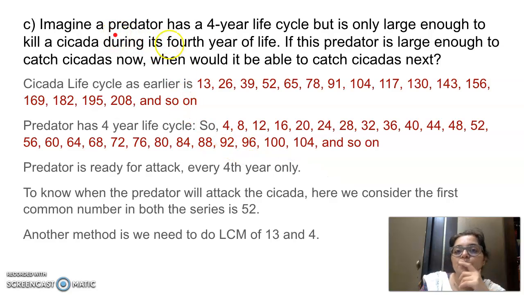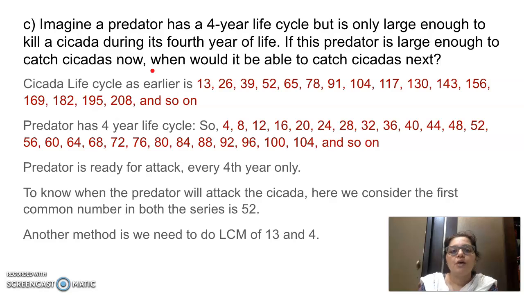Now imagine this predator has a 4-year life cycle, but it is only large enough to kill it during its 4th year. So suppose there's a predator in the 1st year, a predator in the 2nd year, a predator in the 3rd year, but it is not able to attack in those years. Only in that 4th year it is able to attack. That is what they are saying. If this predator is large enough to catch it now, when is it able to catch it next?